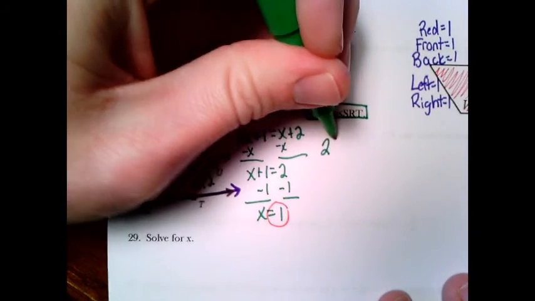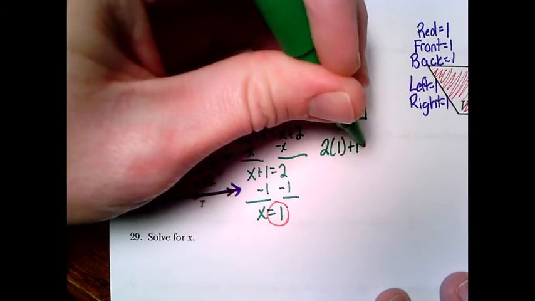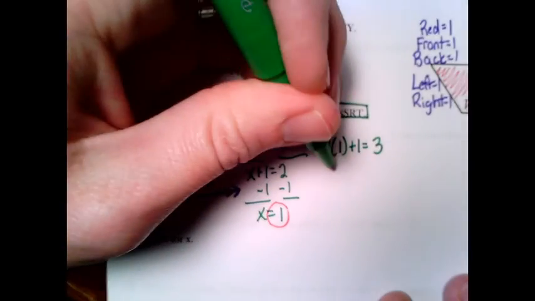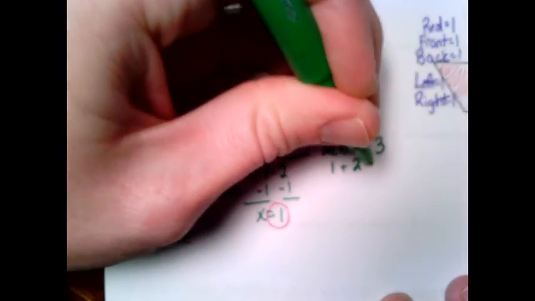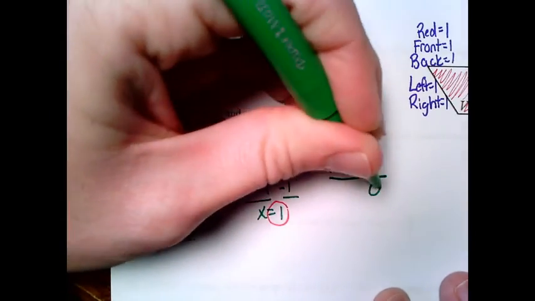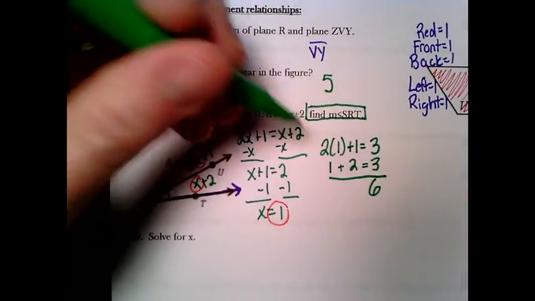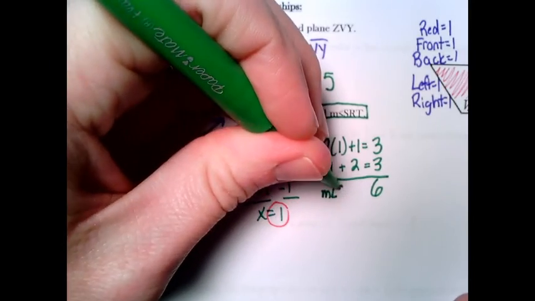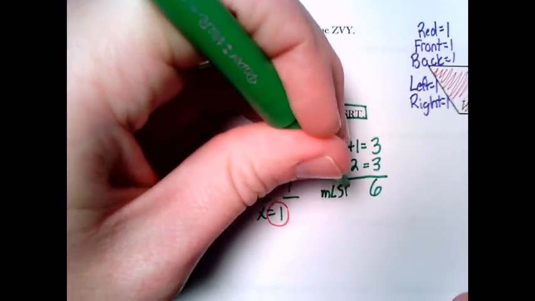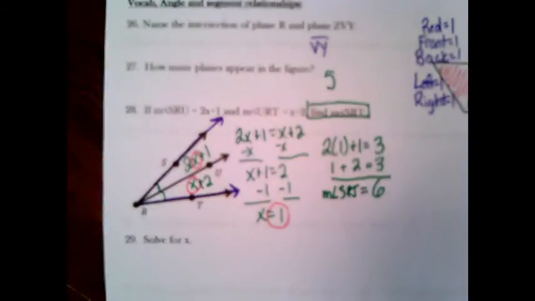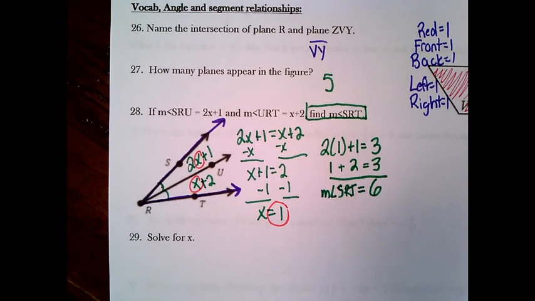So 2 times 1 plus 1 equals 3. 1 plus 2 equals 3. Add those together, it's 6. So the measure of angle SRT is equal to 6. Remember, it's equal because we put a value here. We don't put the congruent sign.